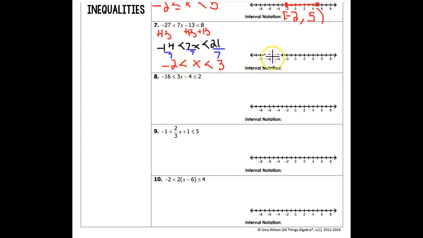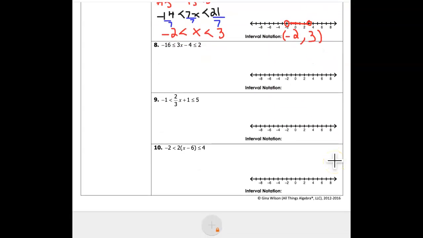So I want x to be between -2 and 3. Neither number is included, so it's open circles. We shade in between. And then for our interval, both numbers get parentheses because they're not included. So -2 to 3. All right, so again, try out these last 3, see how you do.